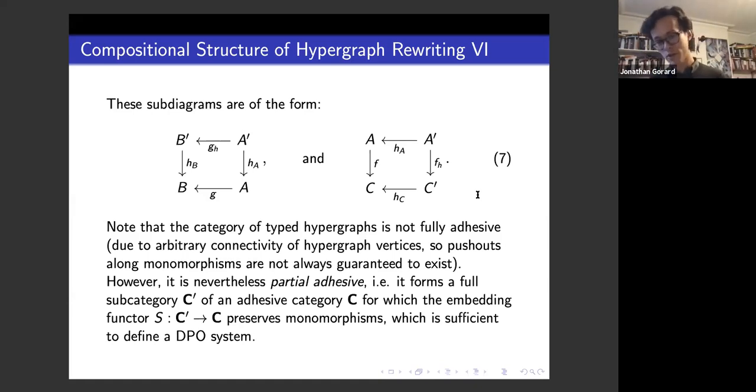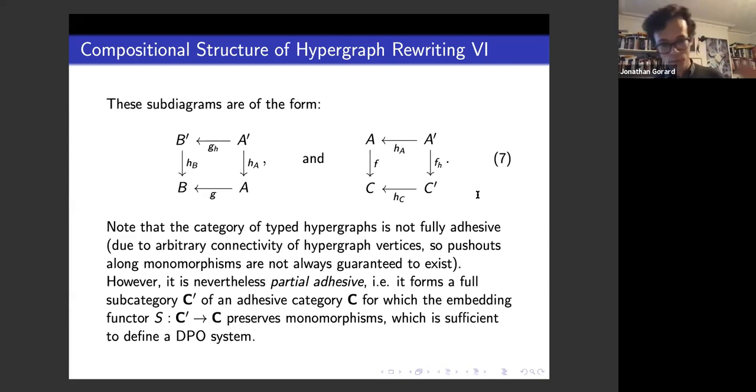Anyway, all of which is to say that our category of typed hypergraphs is not adhesive strictly by this definition. The reason for that is effectively because our hypergraph vertices can be connected in some rather arbitrary way, so push-outs along monomorphisms are not even guaranteed to exist, let alone to obey the Van Kampen square condition.